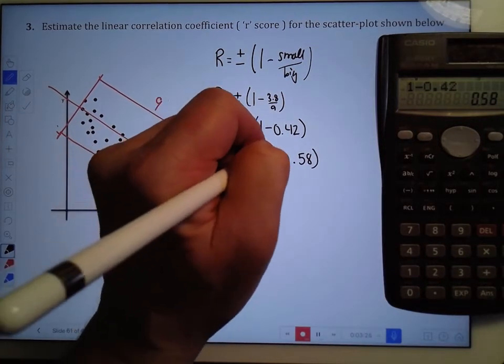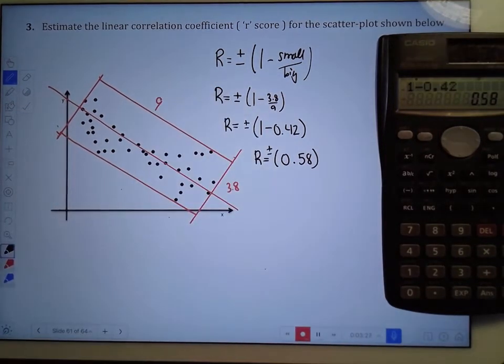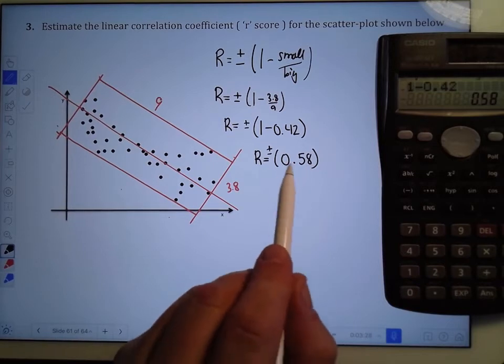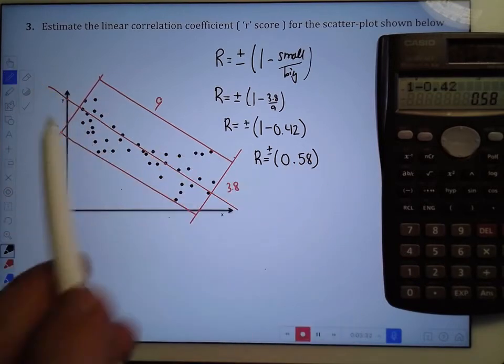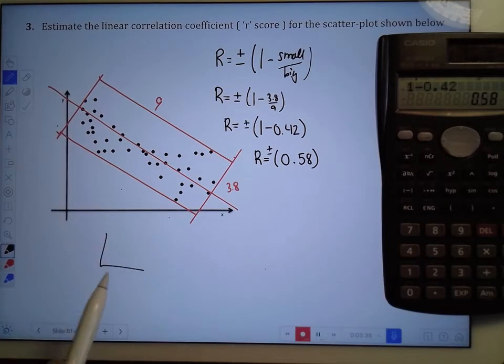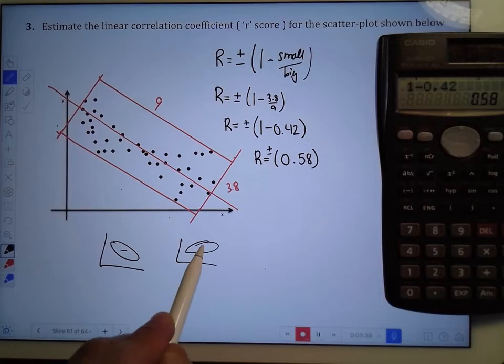Don't forget the plus or the minus. And there's the strength of our correlation simplified, and we now have to make a decision about direction. We should remember that that is the negative direction, right? On a scatter plot, that's negative, and that one's positive if it's going up.